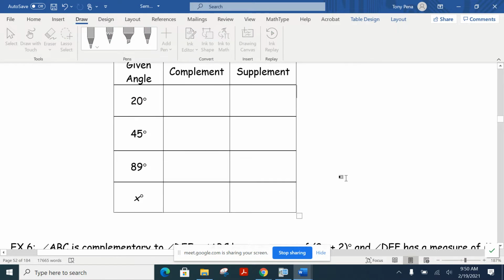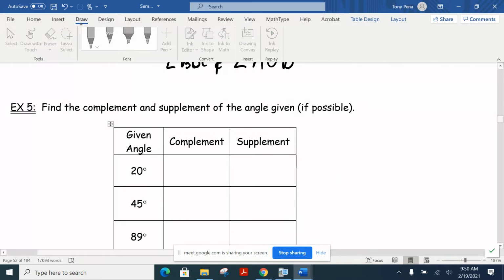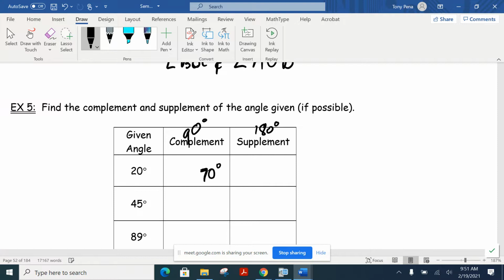Just finding the complement and the supplement. So remember, all we're doing for that is complement means we add up to be 90 degrees. Supplement means we add up to be 180 degrees. So for 20 degrees, you could probably do it in your head. It's a 70-degree angle. All you're really doing is you're going to do 90 minus 20. That should give you your 70. For 180, again, probably could do 20 in your head. 20 plus 160 equals 180.